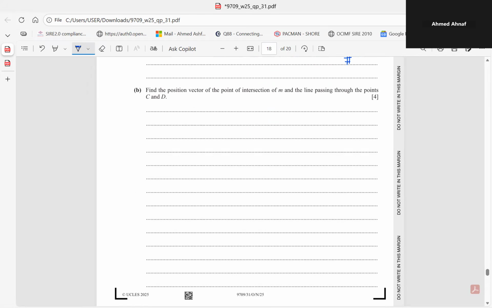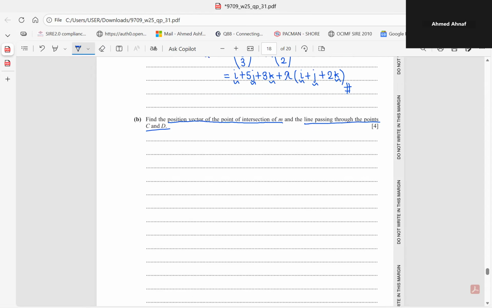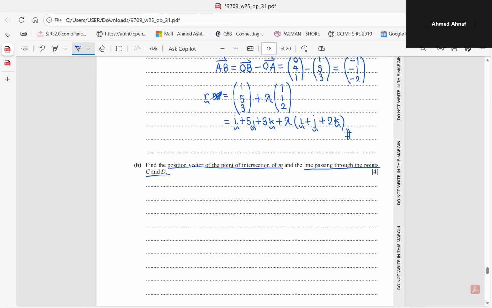So for part B, we need to find the position vector of the point of intersection of M and the line passing through the points C and D. Okay, so first of all, to find any point of intersection between two lines expressed as vectors, we need to know both of the lines' vector equations. So we know the vector equation of M, but we don't know the vector equation of the other line passing through the points C and D. So we're going to find that out.